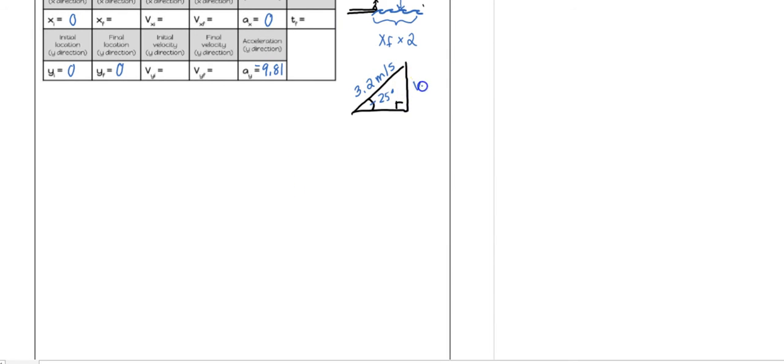I'm going to find the initial velocity in the y direction and the initial velocity in the x direction just in case I need them. To find the initial velocity in the y direction, I use the sine function. And for the initial velocity in the x direction, I use cosine. And then I'll just solve these.